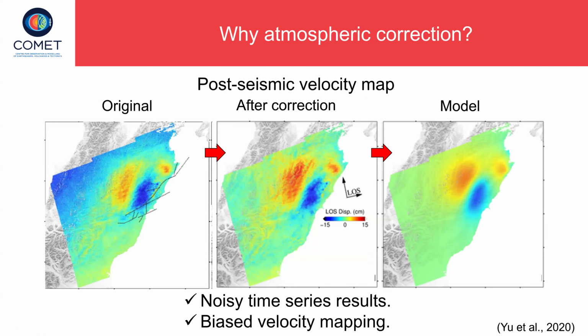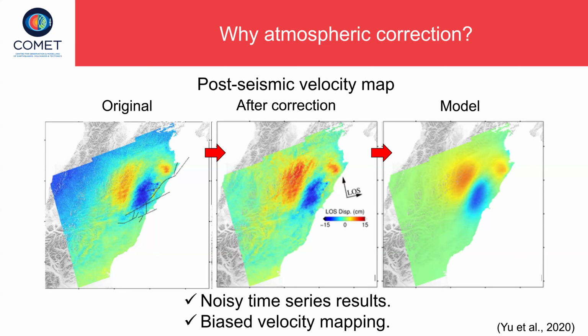So we talked about the definition and how it looks on InSAR measurements. So why do we concern ourselves with this kind of error? Can we just ignore it? Why do we do this atmospheric correction? There are actually a lot of benefits.